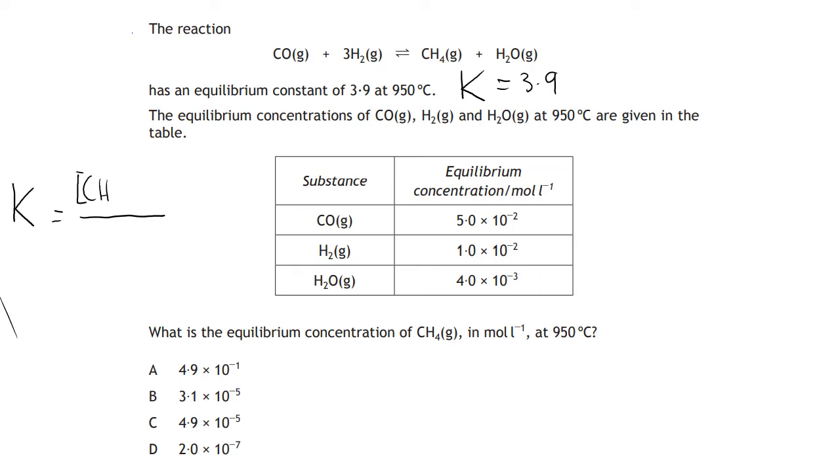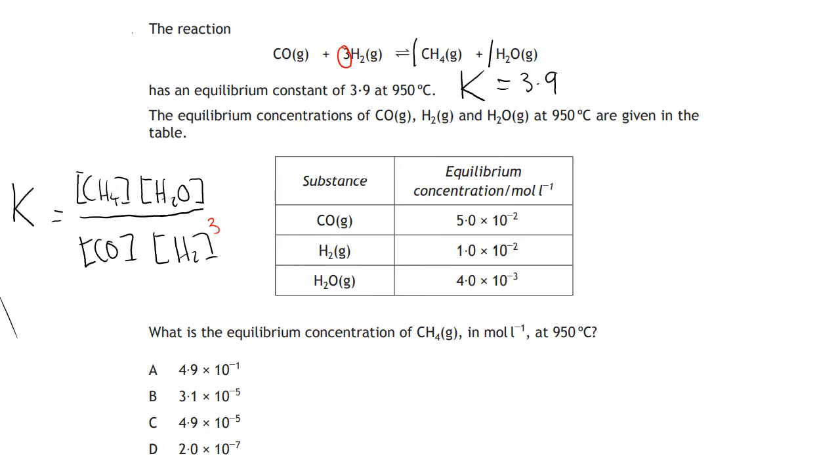So CH4 and H2O are going to go at the top. We need to look and see, are there any powers? That's got a stoichiometry of 1, that's got a stoichiometry of 1, so we don't need any powers on this. At the bottom, we're going to have our carbon monoxide, and we're going to have our H2. And now, H2 has a 3 there, so we need a 3 on the H2 whenever we're filling in our results.